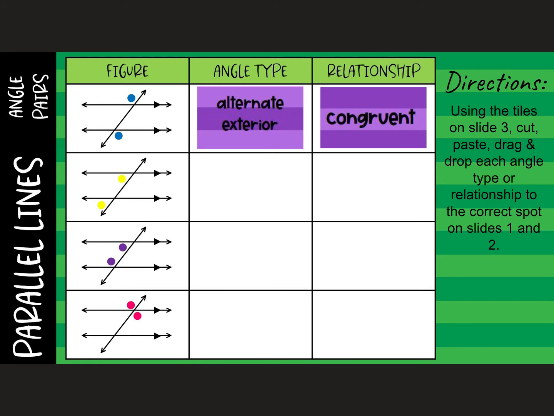In this very first one, I have this done for you. The 2 blue dots would be alternate exterior angles, and alternate exterior angles are congruent. See if you can work your way through those remaining classifications. Once you do that, come back to the video and you can pick up on the next slide.